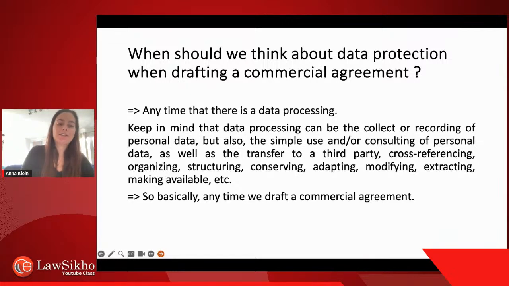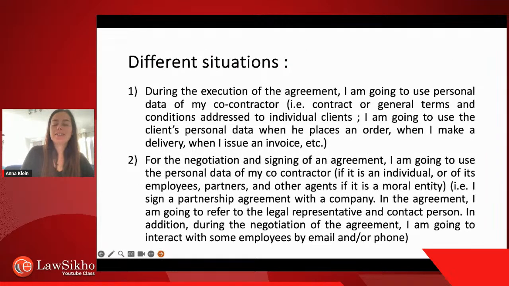So I laid out four situations in which we are necessarily using personal data. The first one is really easy. It's the one that we think of the most.